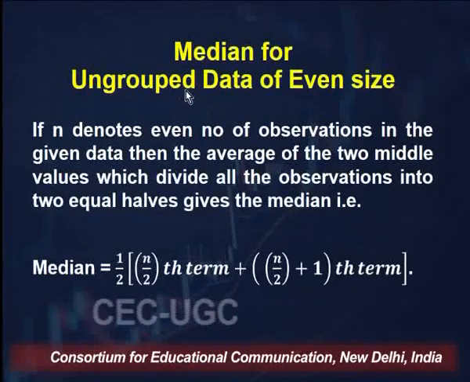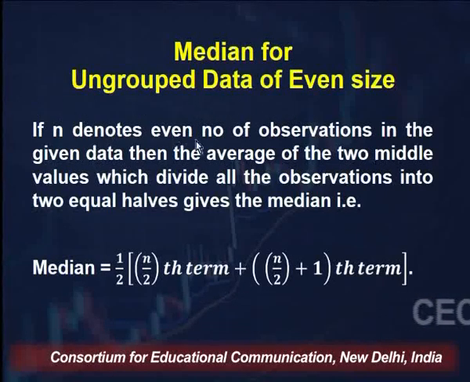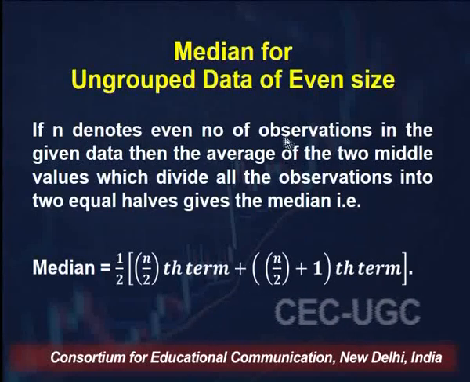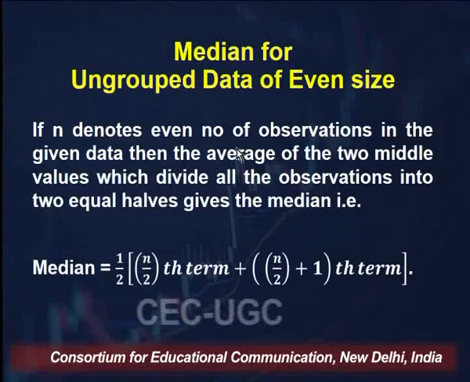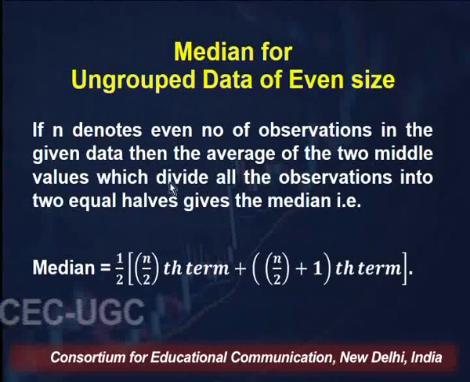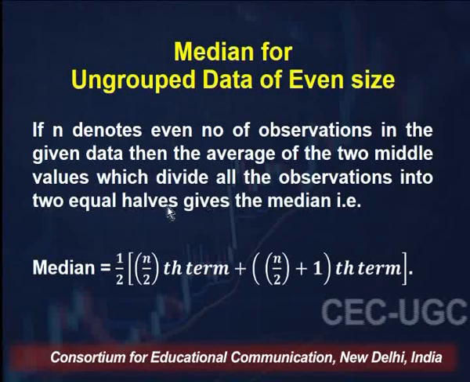Then when we have the median for ungrouped data of even size, now my n will denote an even number of observations, say 14, 28, 36 and so on. Then definitely you can see when you arrange them in ascending order, in the middle there are always 2 values. In the odd case there is a unique middle value, but here in the middle you will have 2 values. So take the average of the 2 middle values, that is, take the 2 middle values and divide by 2, that will give you the median of raw data of even size.